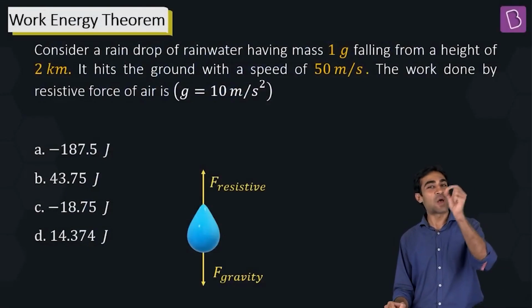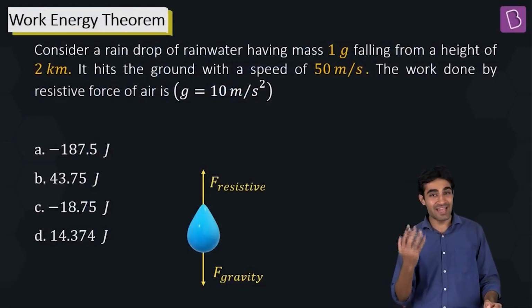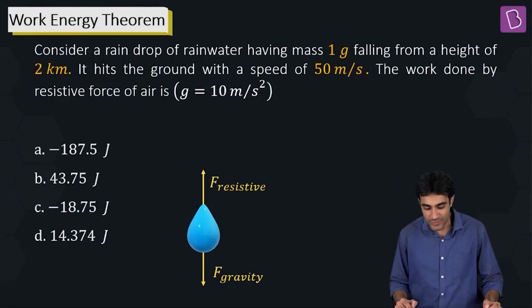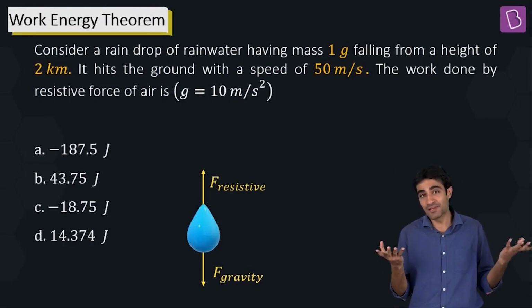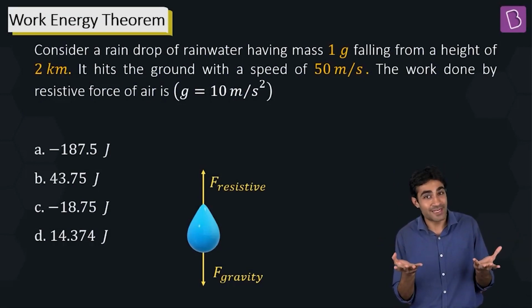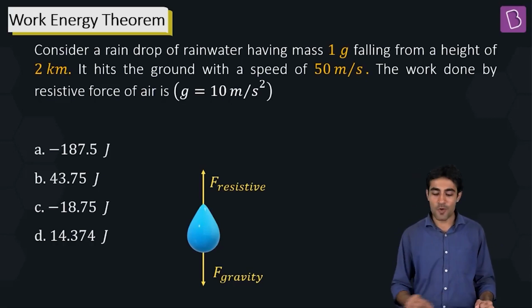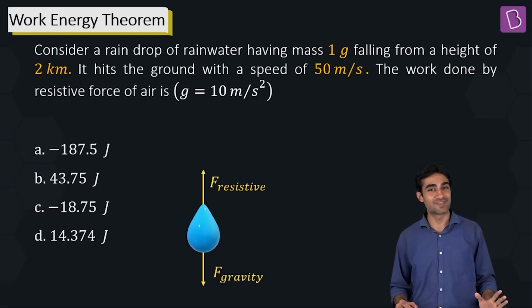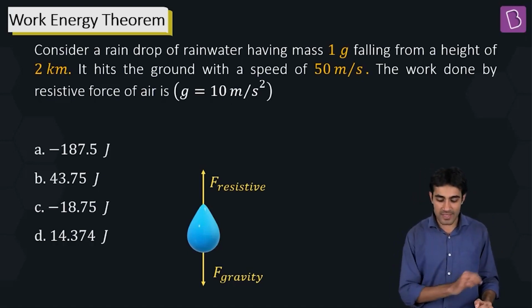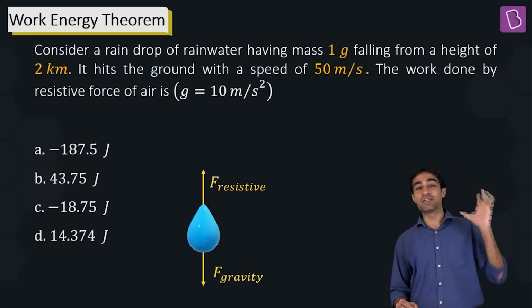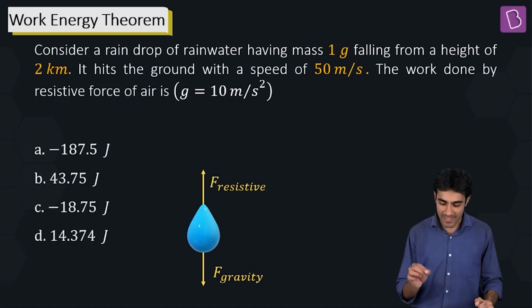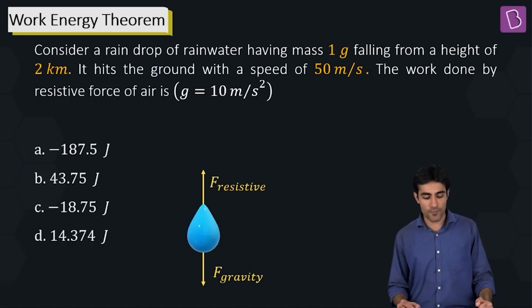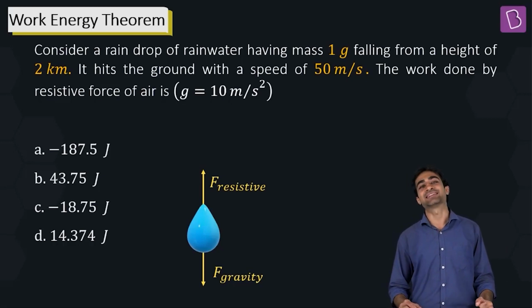Let's look at this awesome question on rain. Consider a raindrop of rainwater. Well, raindrops are of rainwater, isn't it? Having a mass of 1 gram falling from a height of 2 kilometers. So it is covering a distance of 2 kilometers from cloud to the ground. It hits the ground with the speed of 50 meter per second. Okay? The work done by the resistive force of air is.